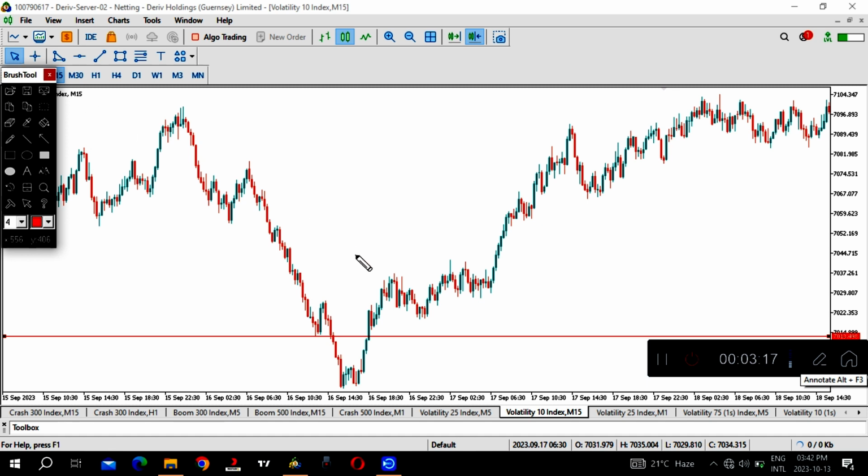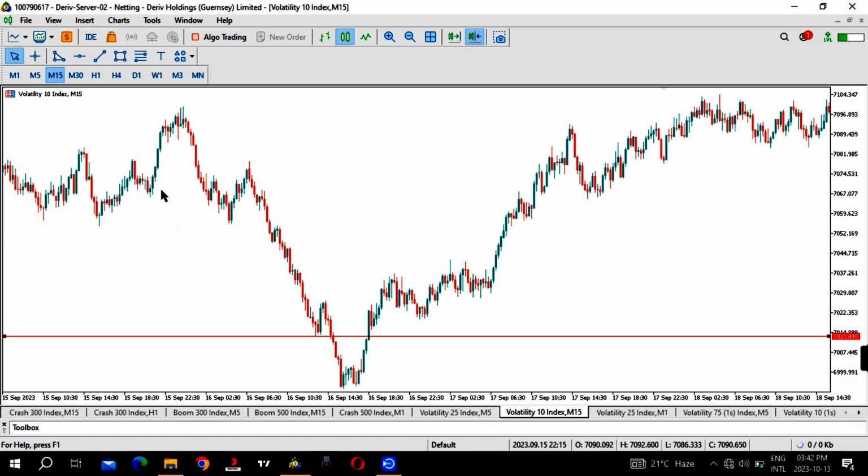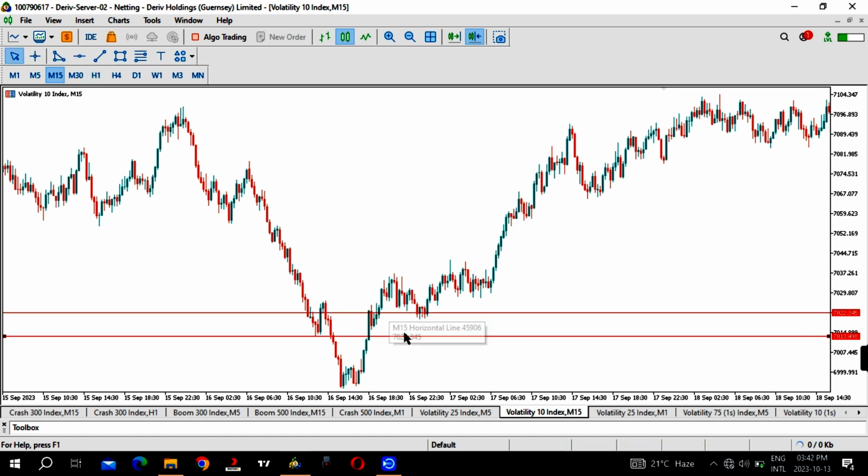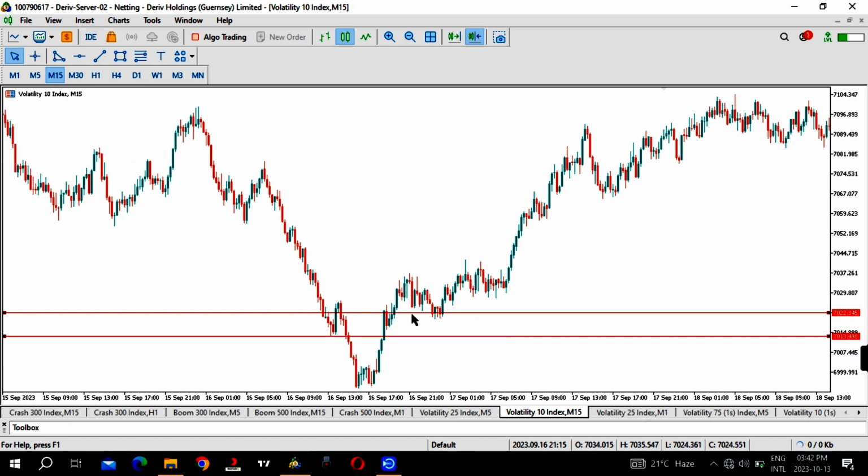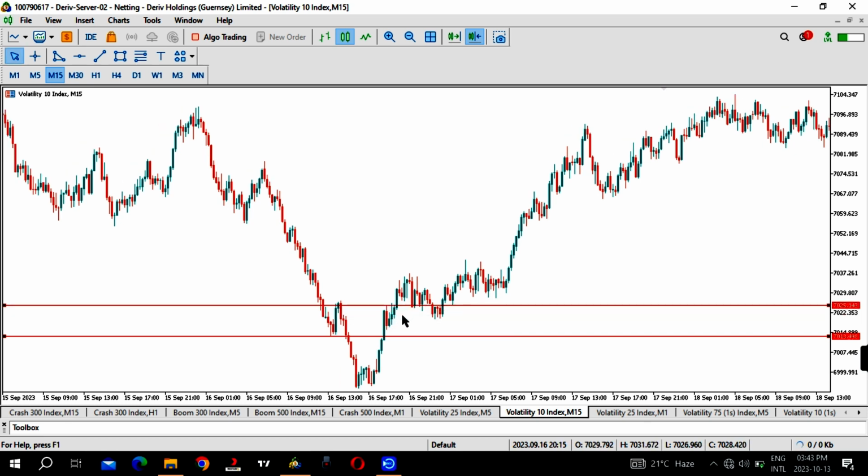So as I said, we are going to be marking our broken support or resistance levels, right? So over here, we mark this area, and this one was respected. Why? Because the market broke past this area over here. Let me shift it a little bit up, right? So this was the area.